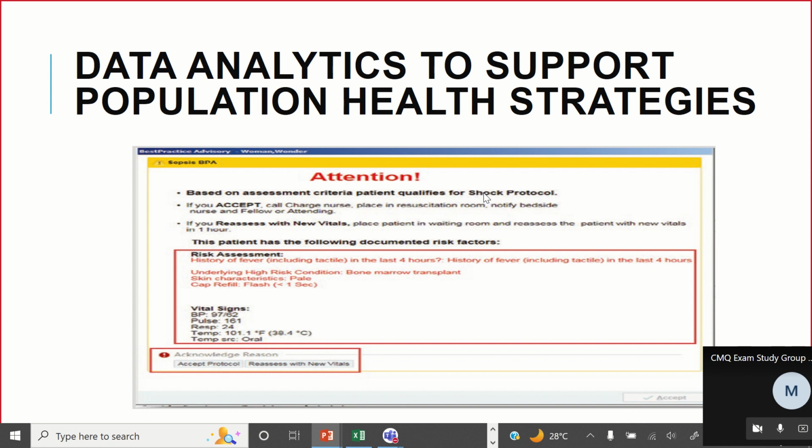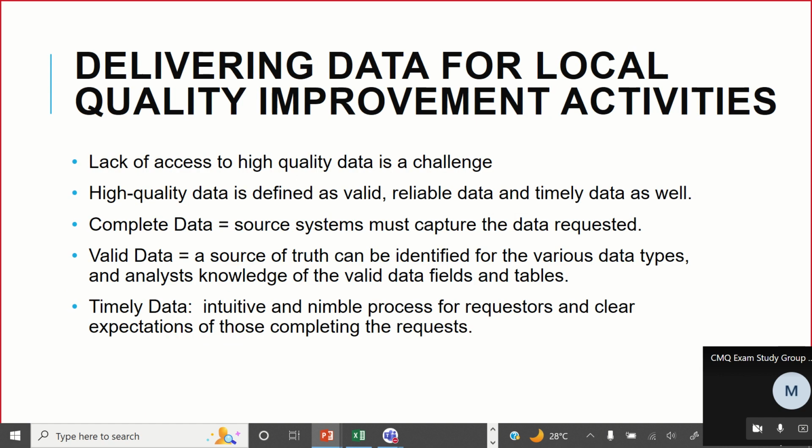So remember when we talked about the prescriptive level of data, which is the highest level of data, this is what it means. Now it's telling you things that you wouldn't know if you had only looked at the data without considering all of those. And then the clinician can either accept the protocol or reassess the patient. They even provide certain details of what you would do and how long after the initial assessment you need to assess the patient, and so on. So this is the way that you could use data analytics to actually support population health.